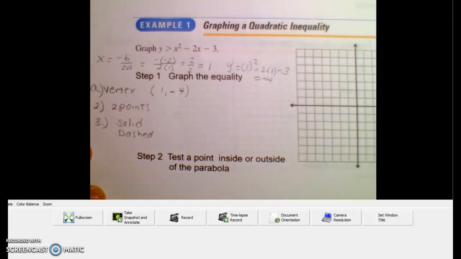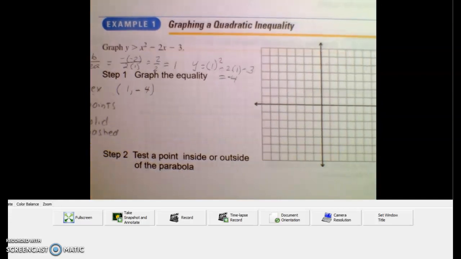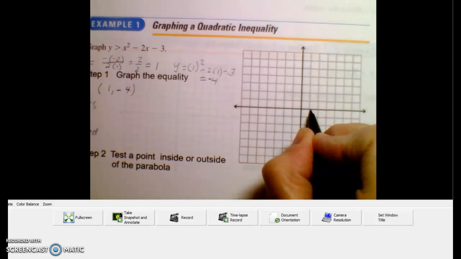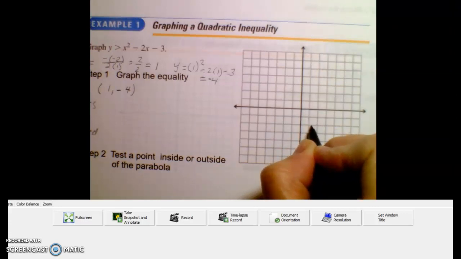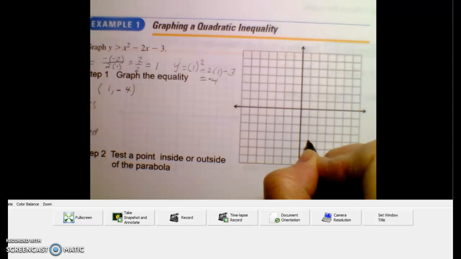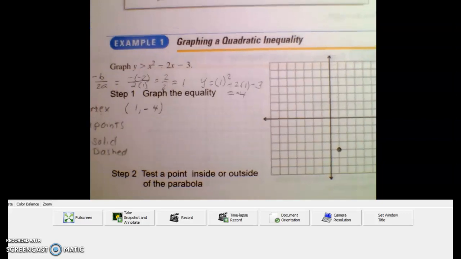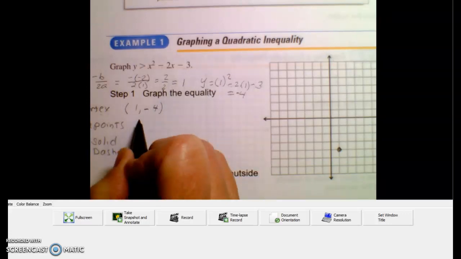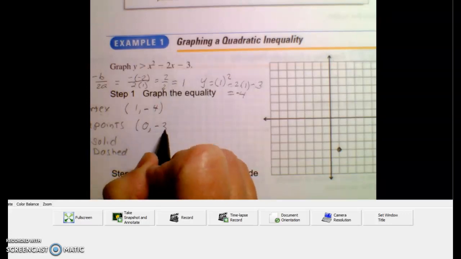Now to graph our parabola, we can start by graphing the vertex, but we need 2 more points to be able to graph the parabola. So we have the point 1, negative 4. 1, 2, 3, 4 right there. So that's our vertex. The nice thing about something being in standard form is we know that's our y-intercept. So we have one more point. One of our points is 0, negative 3, our y-intercept.